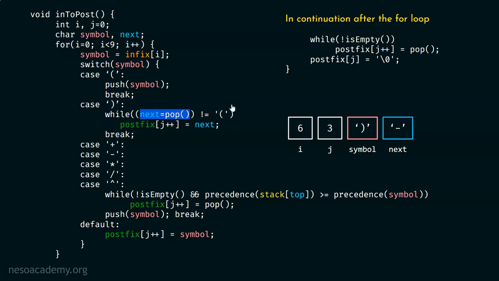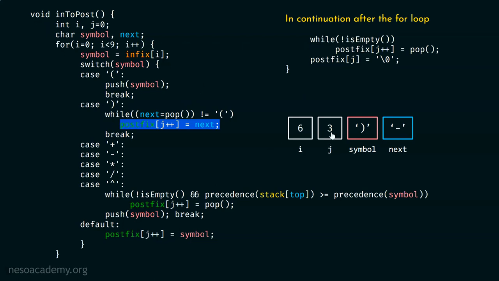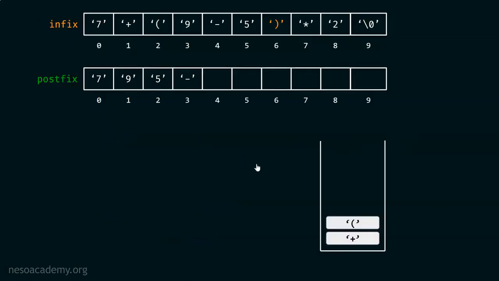Therefore, we'll get inside this while loop, right? And here we will put next in postfix of j++. This means we'll simply put this symbol at this position, right? Definitely after this j becomes 4. And then again, we will pop an element out of the stack, right? Now this time this element will be popped, okay?